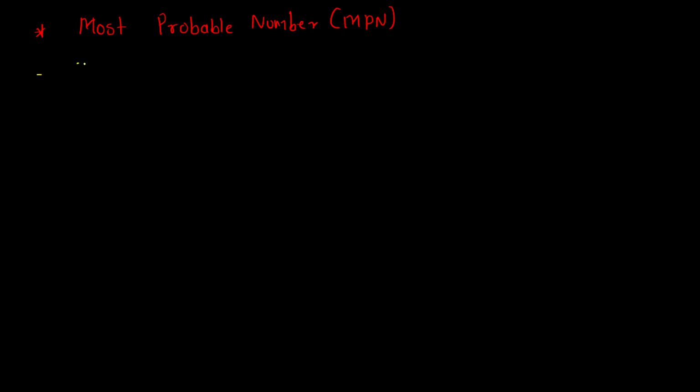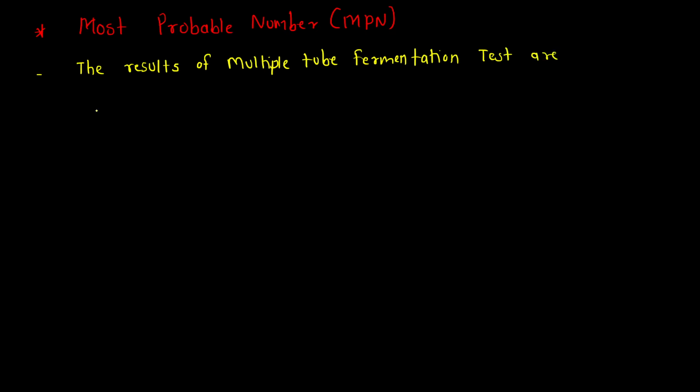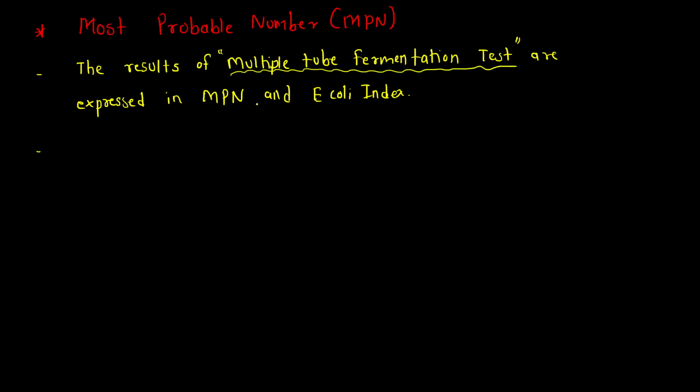The results of the multiple tube fermentation test are expressed in MPN and E. coli index. So this multiple tube fermentation test, we will see. As the name suggests, there are multiple tubes and the fermentation process occurs in it.